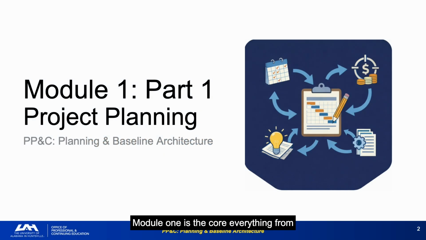Module 1 is the core, everything from Phase A concept development through the Phase BC gate, covering every PPNC planning product required to begin implementation. The key phrase here is executable plan, not a wishful plan, not an optimistic plan, but one you can actually defend at PDR and that will survive the scrutiny of the Standing Review Board.